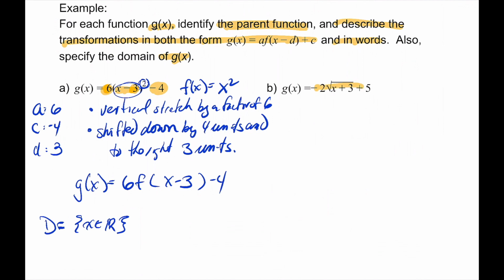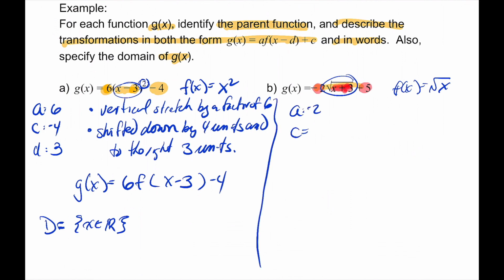5. So let's identify the parent function. So f of x is in this case the square root of x. This is a transformation of the square root function. Hopefully it's clear why, because we have a square root there. Again, now we're going to pick off my various attributes. So there's my a, my c, and my d. Again, what makes that 0? So a is -2, c is plus 5, and then here d is going to be a -3, because the -3 plus 3, that's going to give me the square root of 0. That's what I'm looking for.